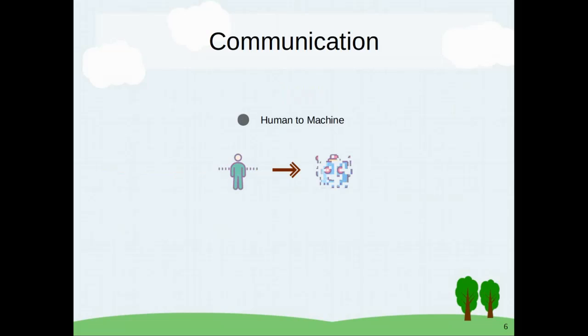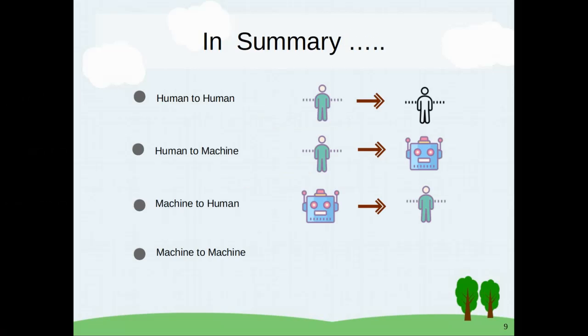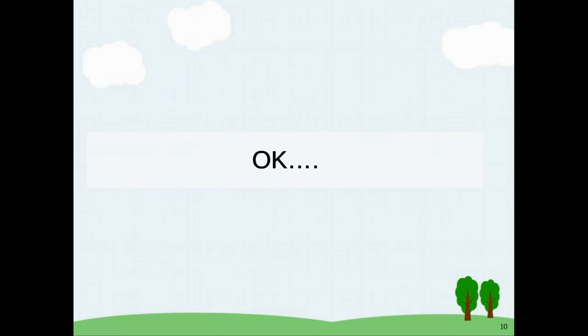The second one is human-to-machine communication. That is what we are trying to do right now by doing some computer programming, so that we can make a human-to-machine communication. Communication can also be achieved when a machine communicates to a human. And the last one is machine-to-machine communication, which means machines can also communicate between themselves. So in summary, we have human-to-human, human-to-machine, machine-to-human, and machine-to-machine communication.